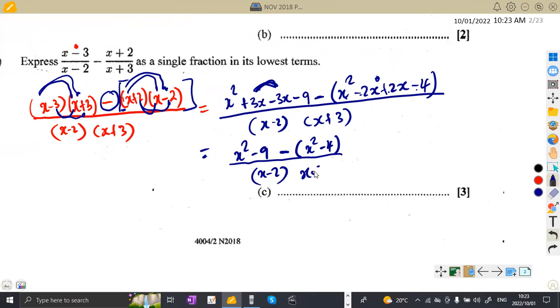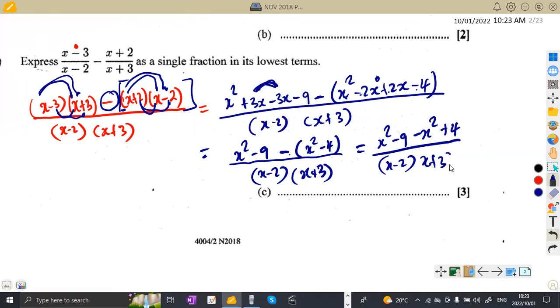We have got x plus 3 here. All right, so let us move on and see. Let us expand the brackets. We are going to have x squared minus 9. So this minus now has to affect here. So it's minus x squared, minus and a minus, which is going to be a plus 4. Everything over x minus 2 into x plus 3.